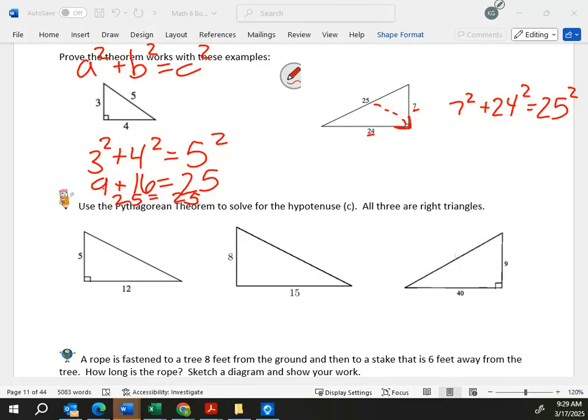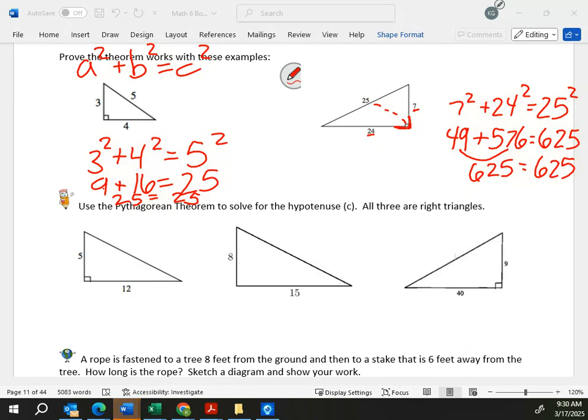So 7 squared is what? Lila? 49. What is 24 squared? Sarah? 576. And what is 25 squared? Liam? 625. So 49 plus 576 is 625. 625 truly does equal 625.